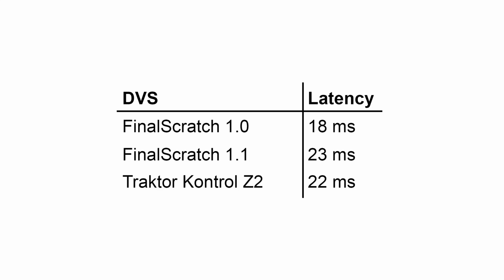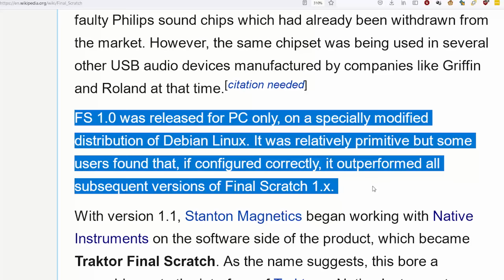The latency measurements for 1.1 came out at around 23 milliseconds, which isn't the end of the world, but it's still a damn sight more than the 18 we were getting out of 1.0. So between that and the backspin problems, I suppose we can finally add a citation to that Wikipedia article.